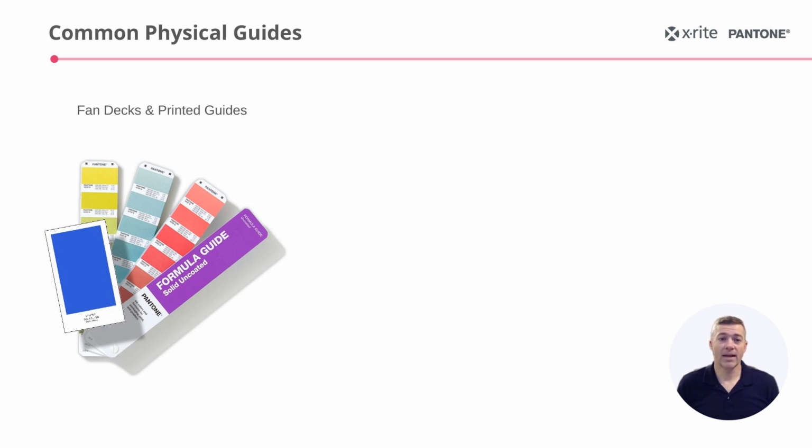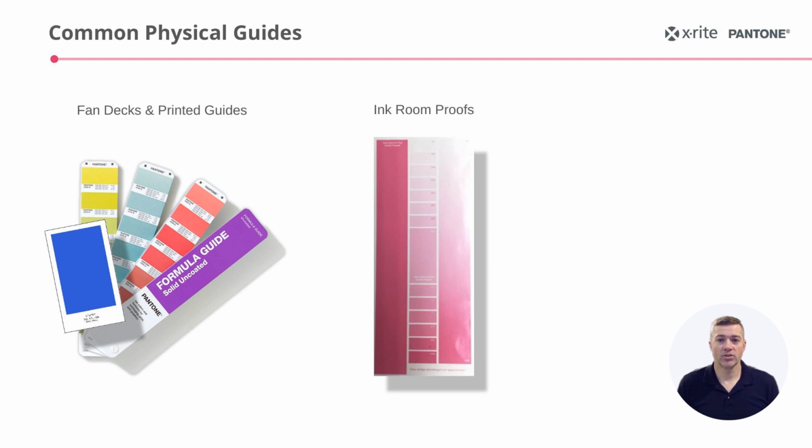Next, we have ink room proofs, also known as drawdowns. These are often produced in limited quantities and printed on the actual substrate intended for production. This allows teams to simulate the final production environment and serves as a critical checkpoint before the printer runs the color for the first time.